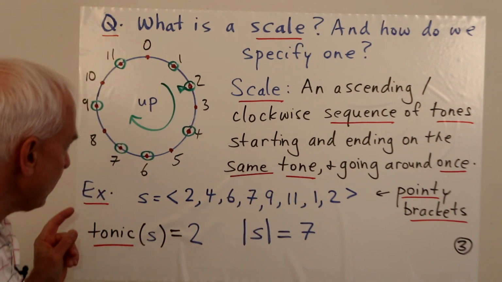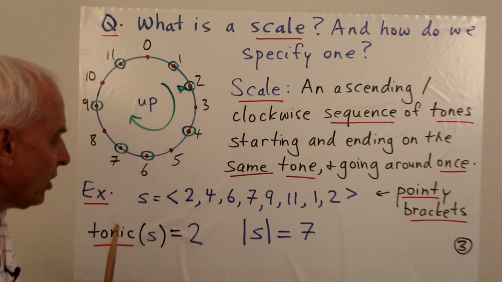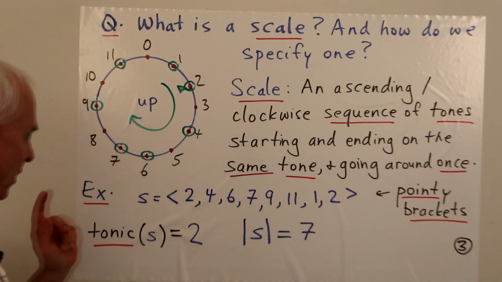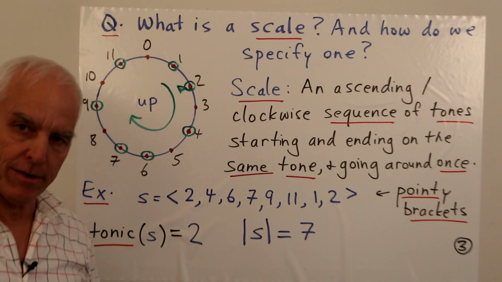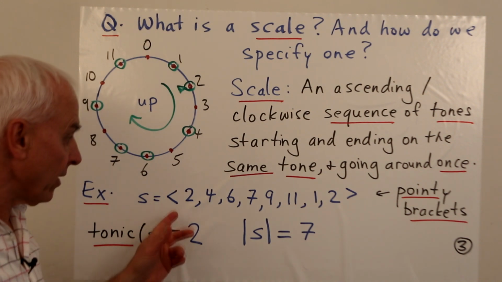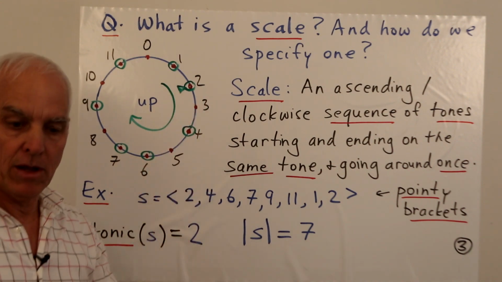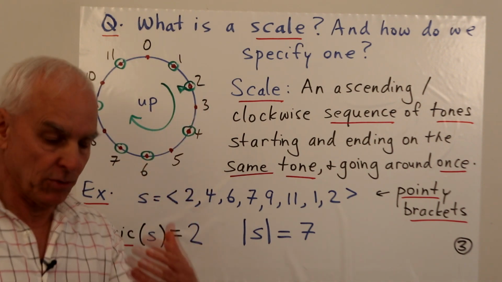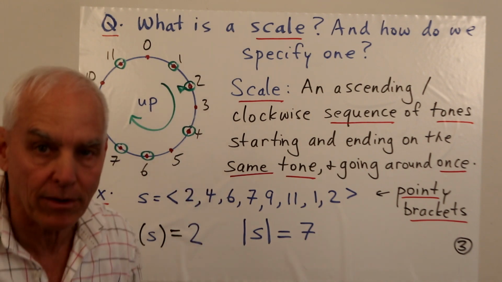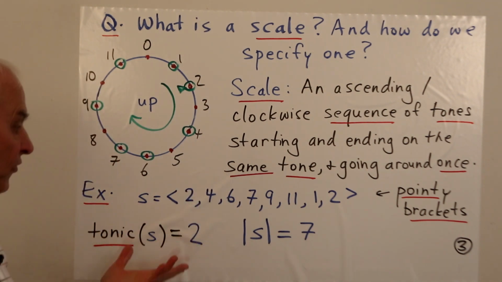Now there's a few additional definitions associated with the scale. The first is the tonic of the scale. That happens to be 2. So that's this unique point where we're starting and ending. So we're going to call that the tonic of the scale. Okay, the scale's name is S, the tonic of S is 2.